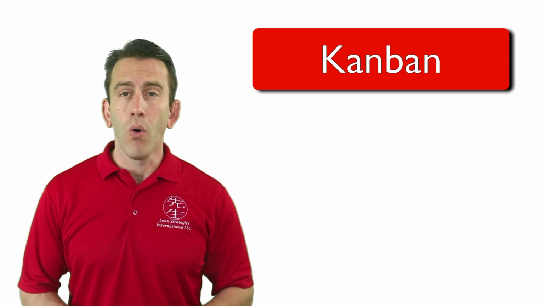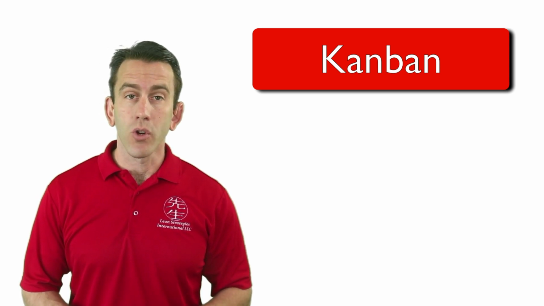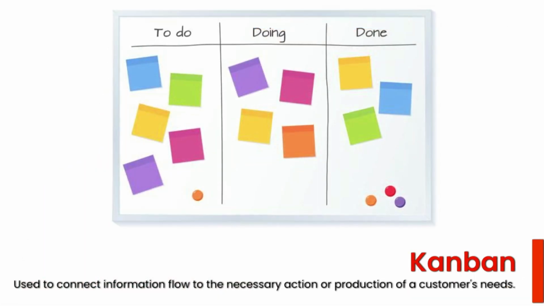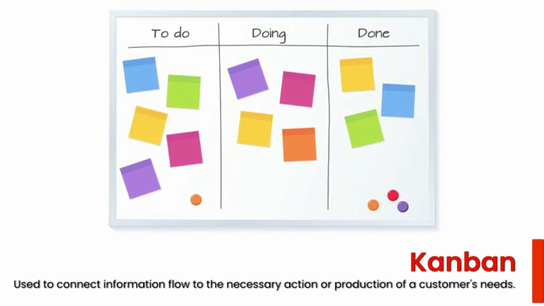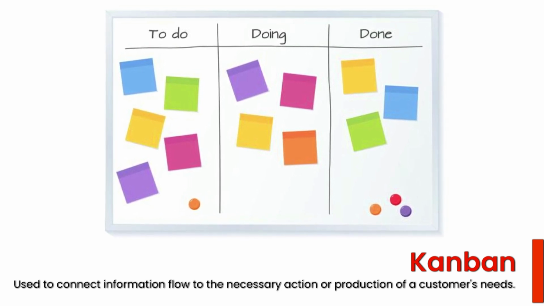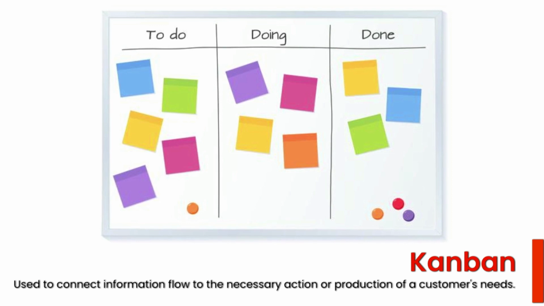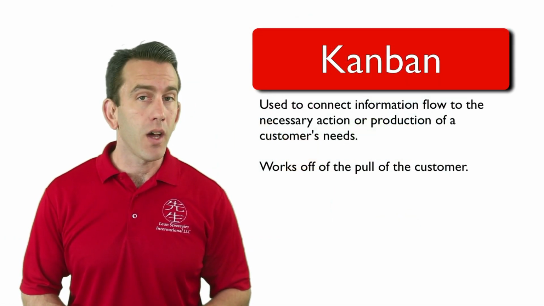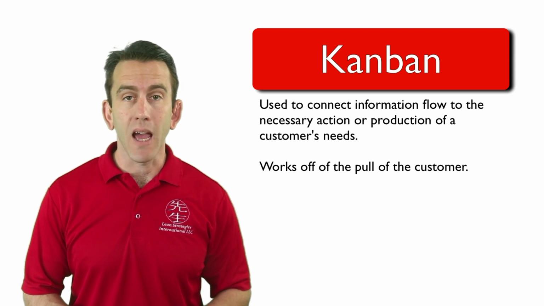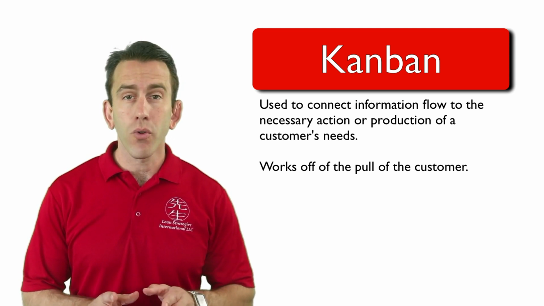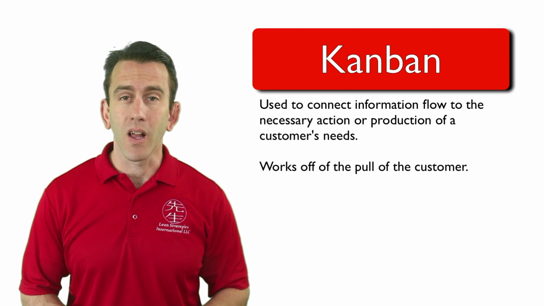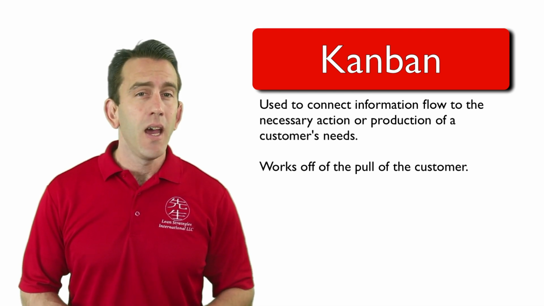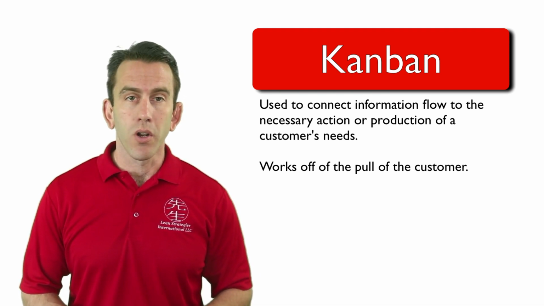Kanban is one tool within the just-in-time production system. Kanban is used to connect information flow to the necessary action or production of a customer's needs. The Kanban system works off the pull of the customer, creating a more demand-driven enterprise, which results in lower inventory levels, less waiting, and better control of production amounts.